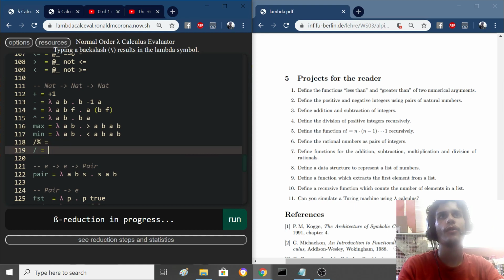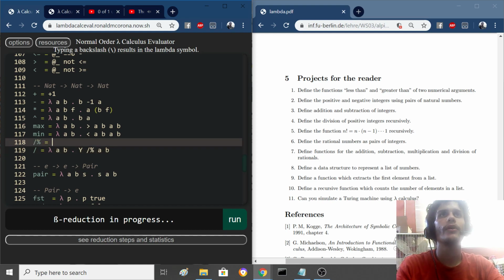Okay, so division, I'll just say that it's Y division with a percent sign after it, and then A B. And of course, A and B are the inputs that we take. So this one, well, the first thing is going to be the recursive call, so I'll just call it R, and then the things after that are the actual inputs, which will be A and B.